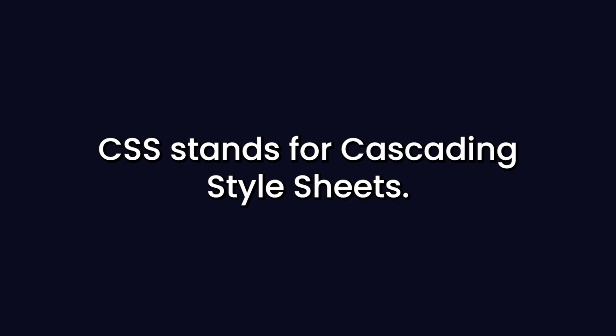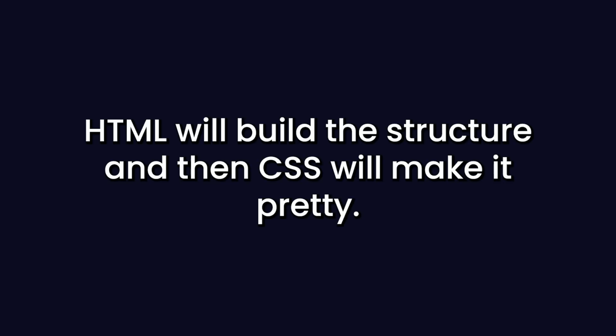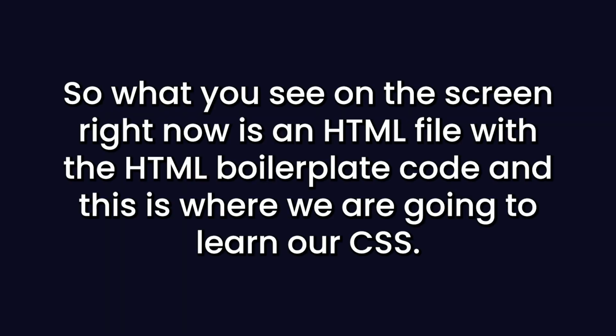CSS stands for Cascading Style Sheets. It is the language we use to control how HTML looks. HTML will build the structure and then CSS will make it pretty. Now, if you have not learned HTML before, watch the two of my previous videos and you get up to speed with HTML. So what you see on the screen right now is an HTML file with the HTML boilerplate code, and this is where we are going to learn our CSS.